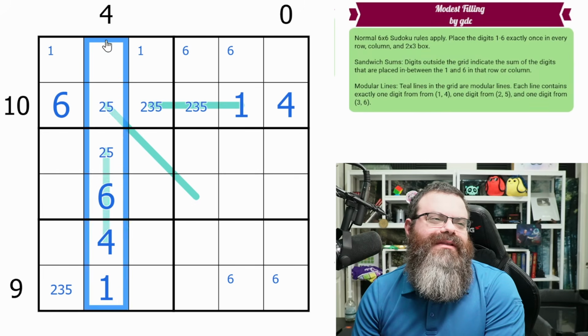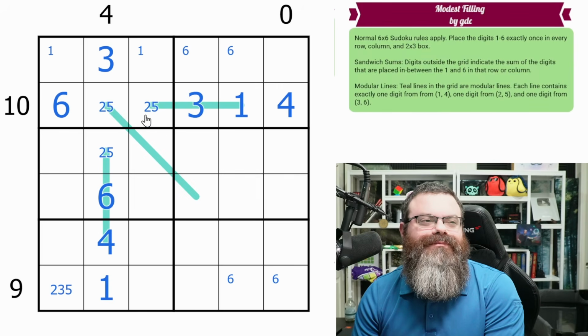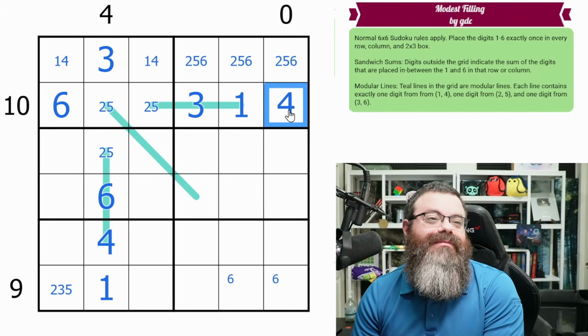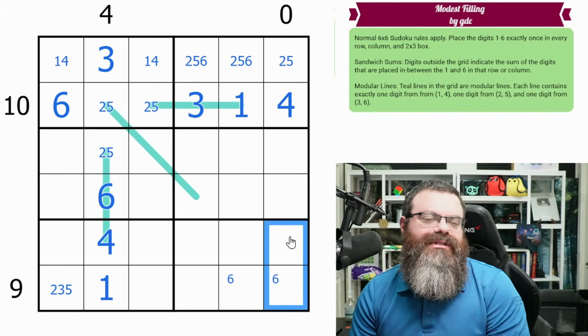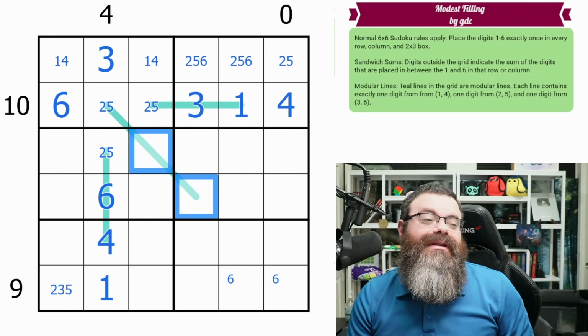And that means 3 in this column goes here, and that means 3 goes there. And now this is the other 2, 5. Okay. So this has to be a 1, 4 pair, and this has to be a 2, 5, 6 triple. This is never the 6 because of the 0. If the 6 were here, this would be a 1, and that works perfectly fine. Now 2, 5 is the same modular group. So we can't have another 2, 5 on here.